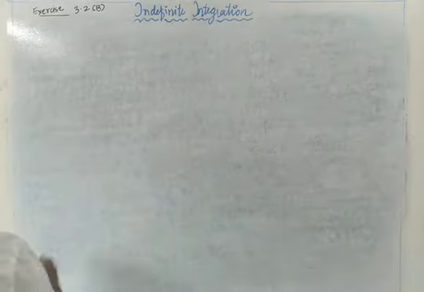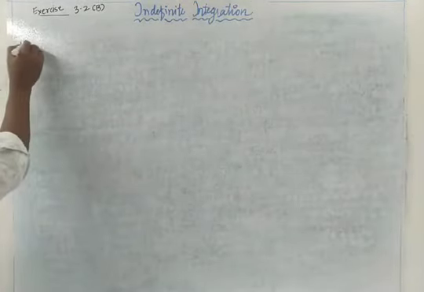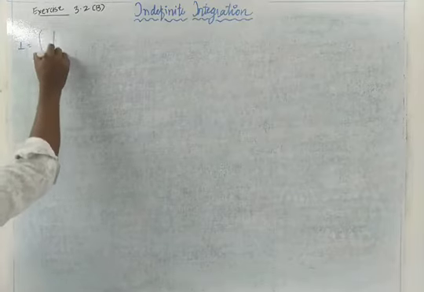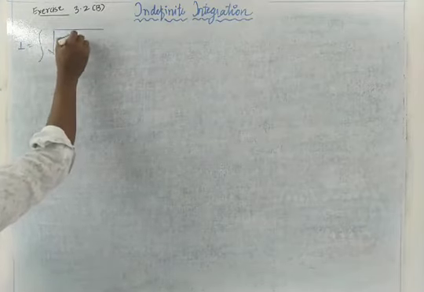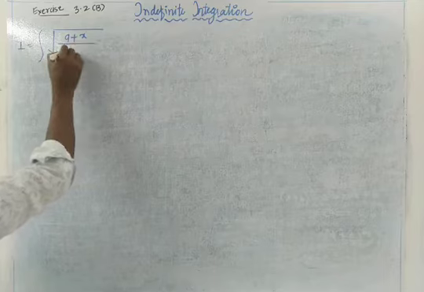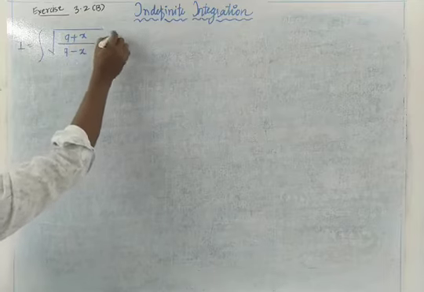See, the example is that I is equal to integration of under root 9 plus x upon 9 minus x dx.